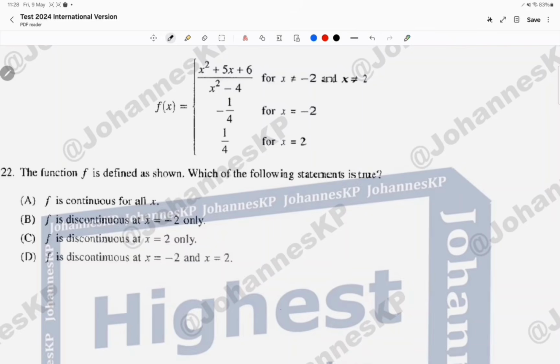Okay. So look, is the function continuous for all the x's? Of course not. Because you have a denominator that can become 0. So you're going to say x squared minus 4 is equal to 0. x squared is equal to 4. So what's x? Plus minus 2. So it's going to be discontinuous at 2 and negative 2.